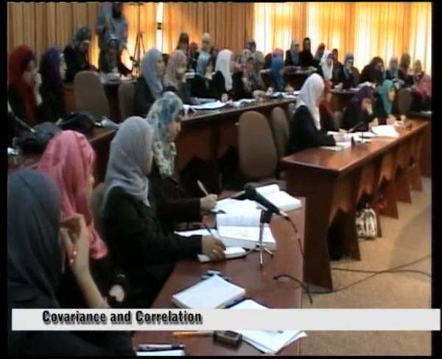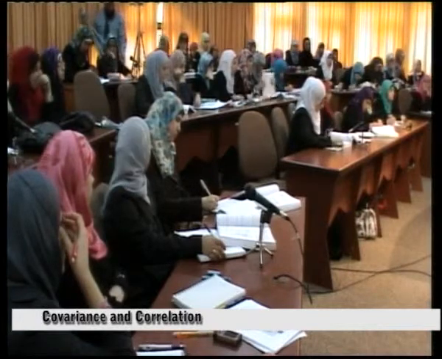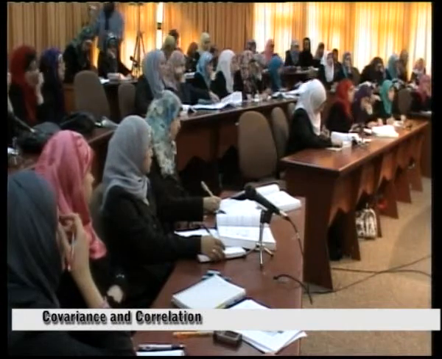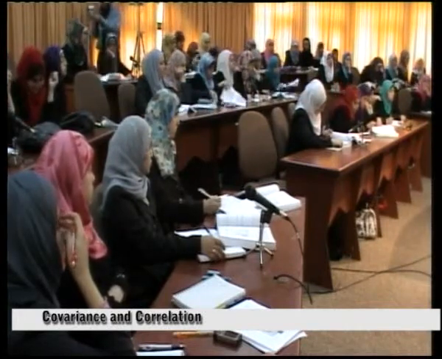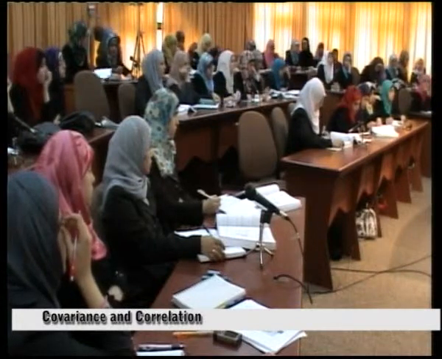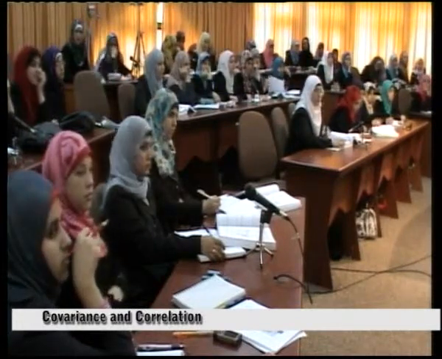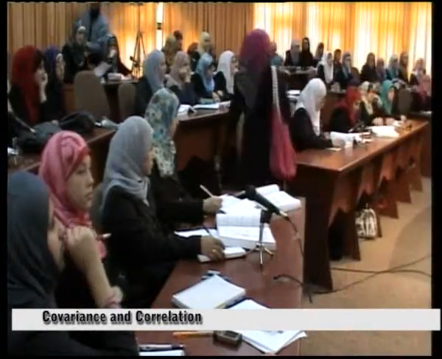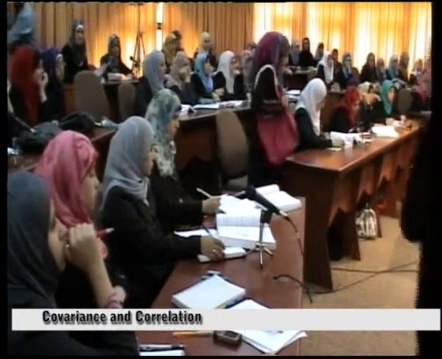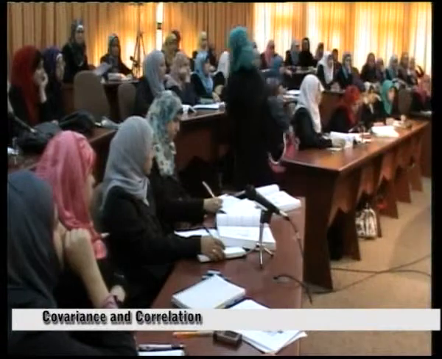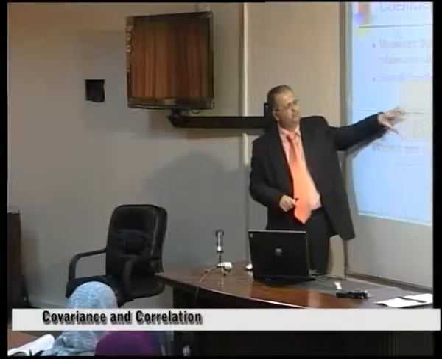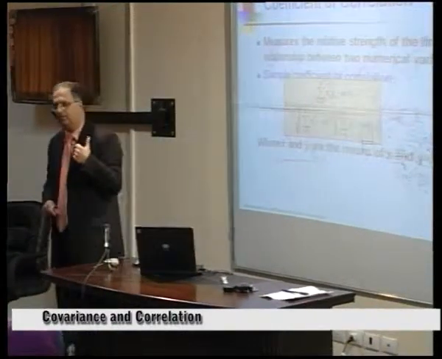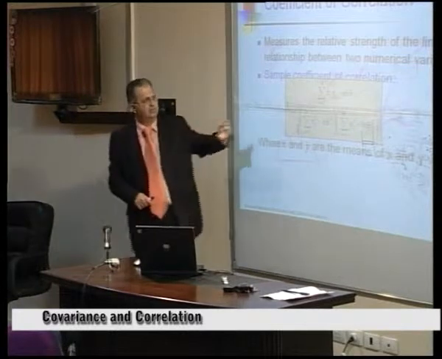Now, in order to determine both the direction and the strength, we can use the coefficient of correlation. The coefficient of correlation measures the relative strength of the linear relationship between two numerical variables. The simplest formula that can be used to compute the correlation coefficient is given by this one. Maybe this is the easiest formula you can use. I mean, it's a shortcut formula for computation. There are many other formulas to compute the correlation. This one is the easiest one.